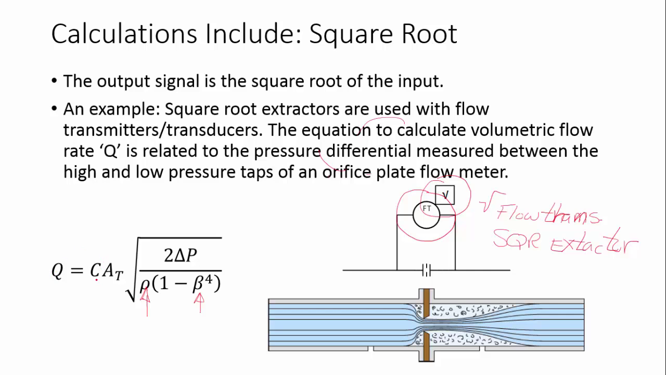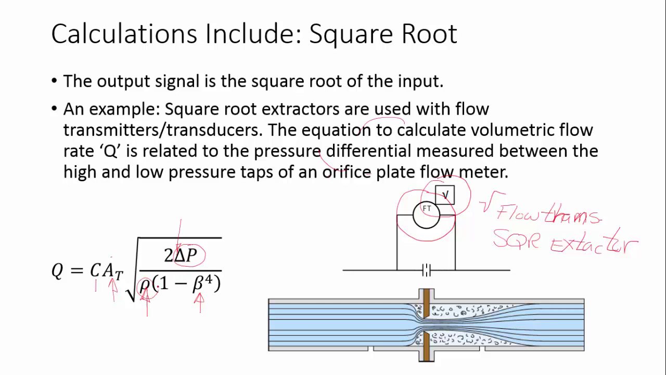The C term is the discharge coefficient, and that's found on the manufacturer's specification sheets. A sub T is the area of the aperture face of the plate facing the upstream side. Delta P, this term right here, is the Greek capital letter delta. Delta means the difference or the change, and it is the pressure differential between the high and the low pressure tap.